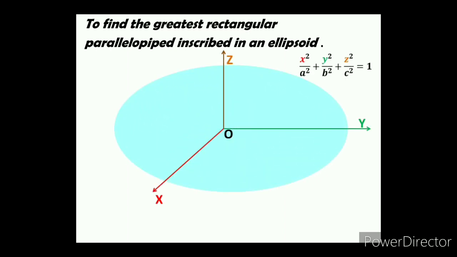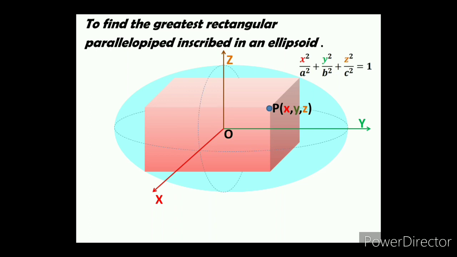Let us take the problem of finding the volume of the greatest rectangular parallelepiped inscribed in an ellipsoid. We take the ellipsoid x²/a² + y²/b² + z²/c² = 1. Let P(x, y, z) be any point in the first octant on this ellipsoid. And we take the rectangular parallelepiped inscribed in this ellipsoid whose faces are parallel to the coordinate planes and whose one vertex is P.